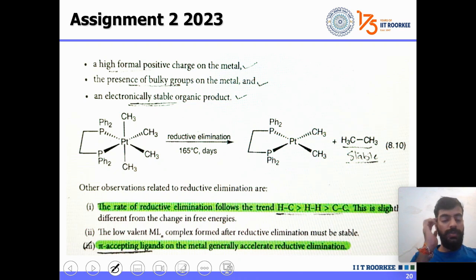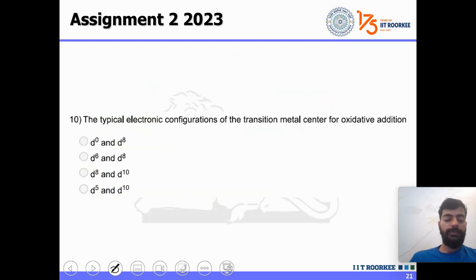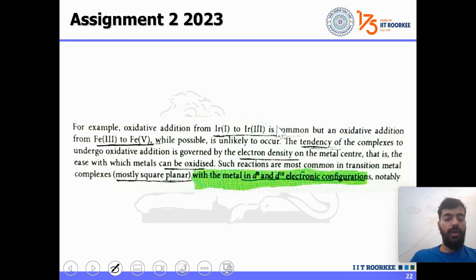Okay, if we see these eligibility criteria are fulfilled by a complex, then it will undergo the reductive elimination at faster rates. Let's move to the next question. The typical electronic configuration of the transition metal center for oxidative addition is d8 and d10. Let me tell you how.